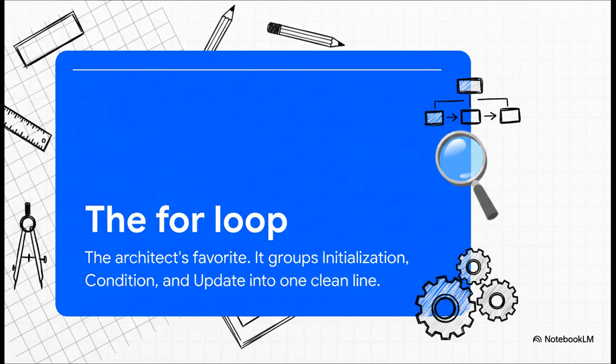Now, while those other loops are really useful, the one you're going to see most often is the for loop. And it's a favorite for a really good reason. It's just so clean and organized. It puts the three essential parts of any loop, the initialization, the condition, and the update, all together in one single tidy line. This makes the code so much easier to read and, believe me, to debug.